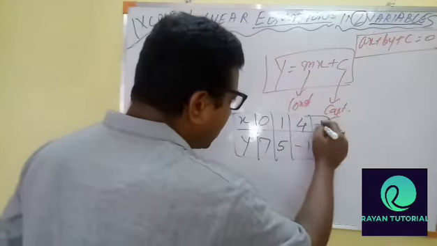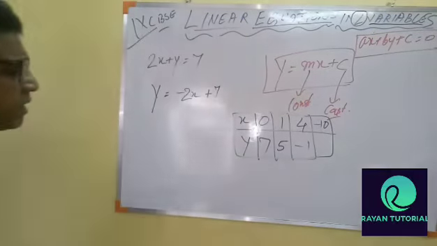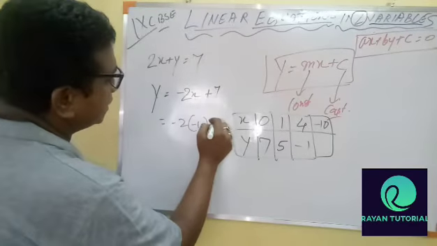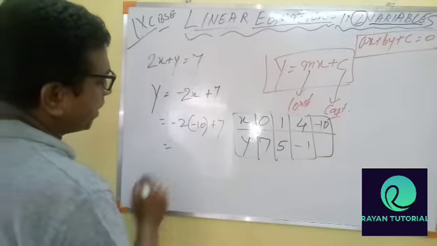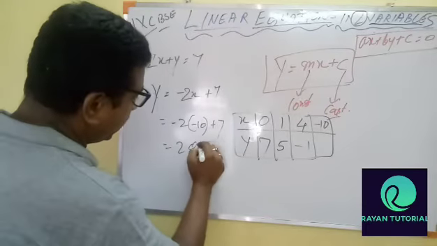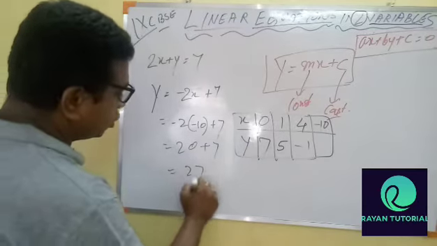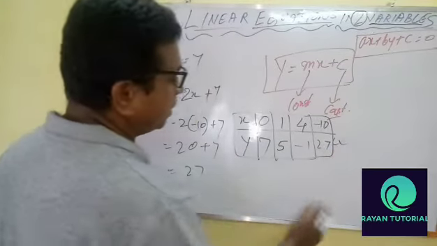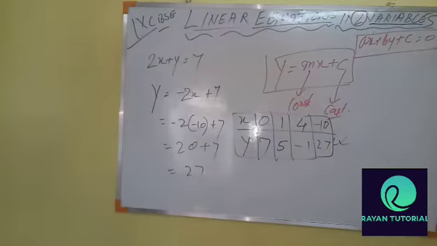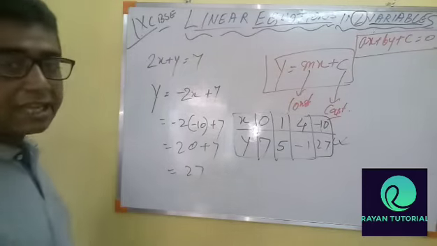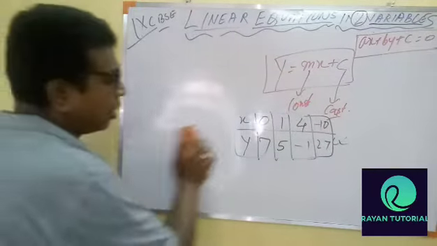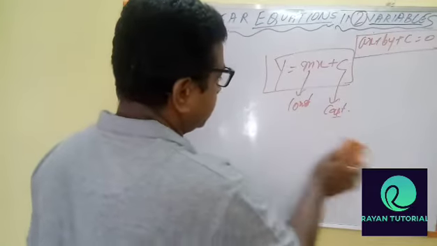Okay, let me say I put x equals to minus 10. That means minus 2 into minus 10. So it becomes minus minus plus 20 plus 7. So y is equal to 27. So these are the solutions. These are the 4 solutions which have been asked in the question. Clear? Okay.